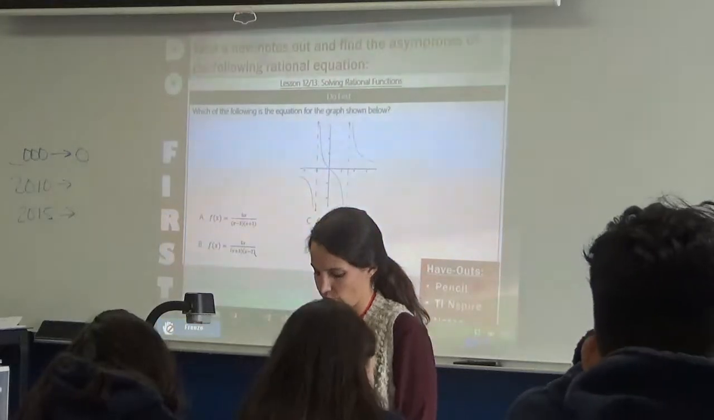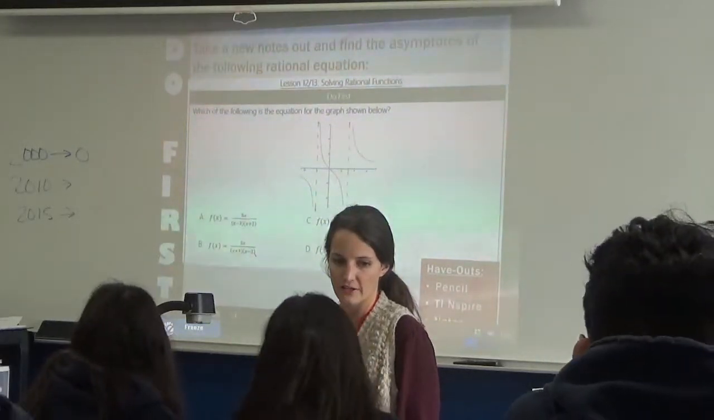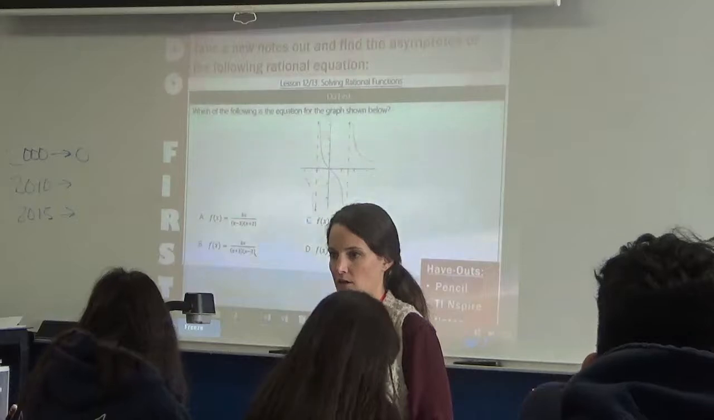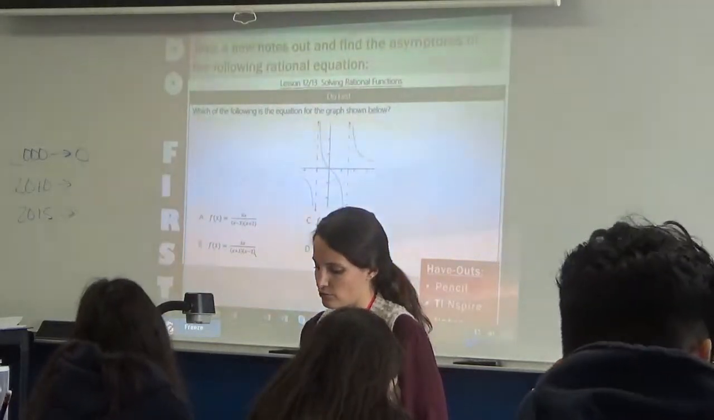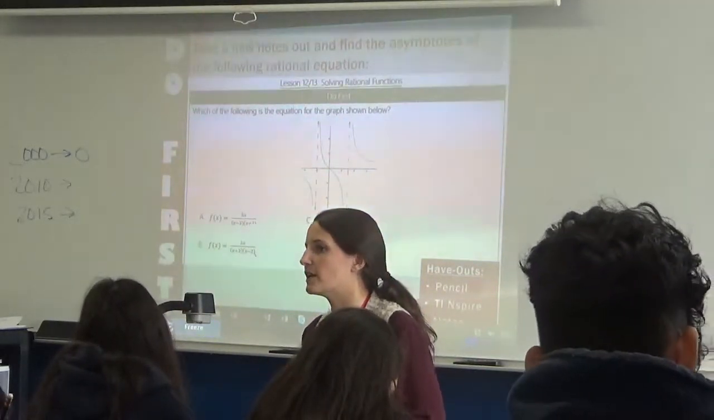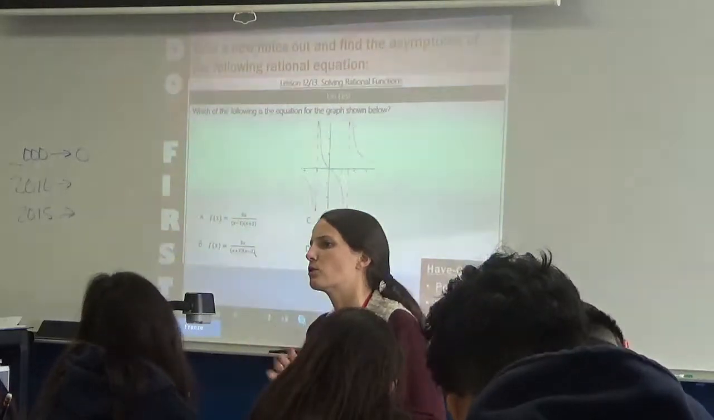Think about your rules for vertical to help you find the denominator. Then think about your rules for horizontal to eliminate any other answer choices.